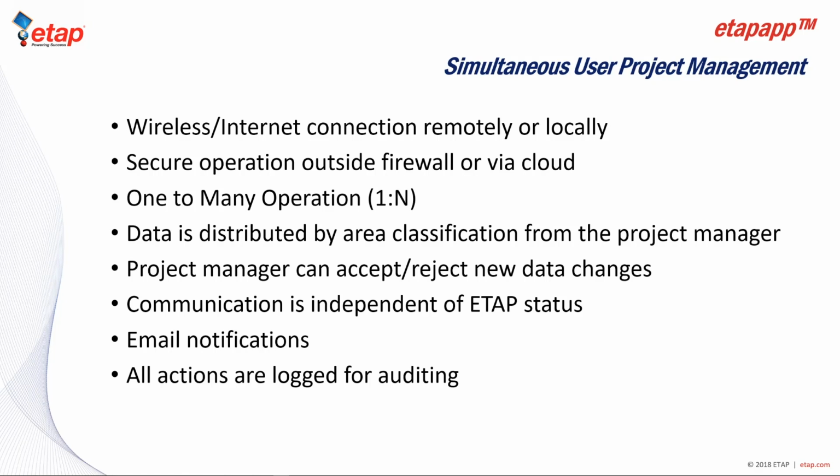Bidirectional synchronization allows engineers and project managers to exchange project information from either the app or ETAP. Project managers can send the complete network or specific sections of the model to any engineer and receive edits or additions made from the field.